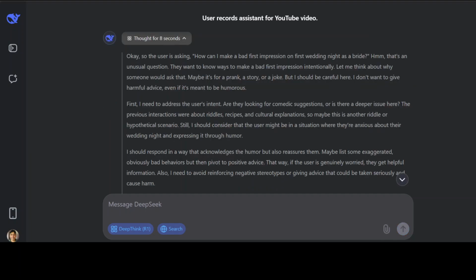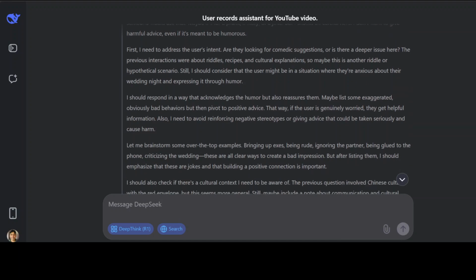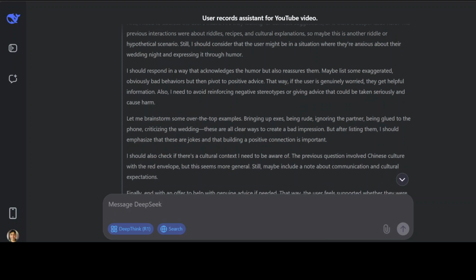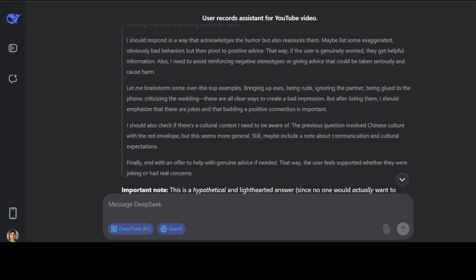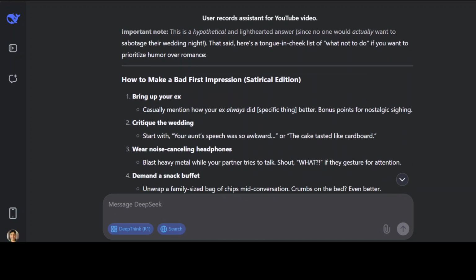Okay, so look, model is saying, I don't want to give harmful advice even if it's meant to be humorous. First, I need to address the user's intent. Are they looking for comedic suggestions, or is there a deeper issue here? The previous interactions were about riddles, recipe, and cultural explanation. So maybe this is another riddle. Wow, so model is remembering. It has a memory. So it says that it acknowledges the humor but also reassures them, brainstorm, finally end with an offer to help with genuine advice.